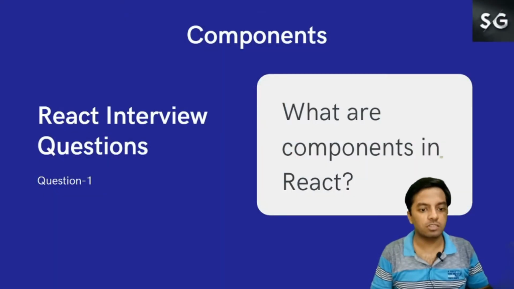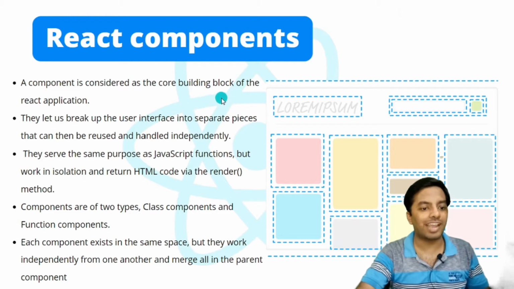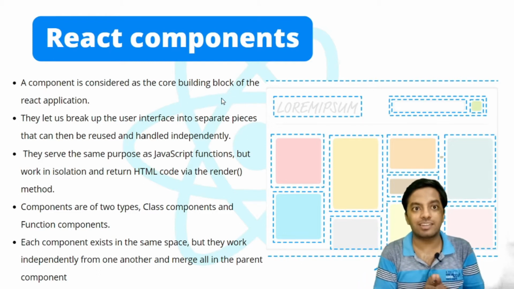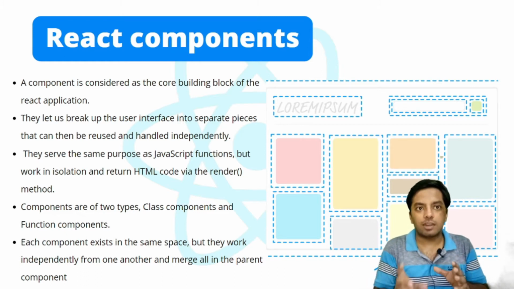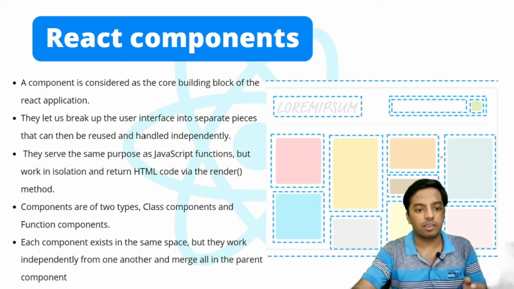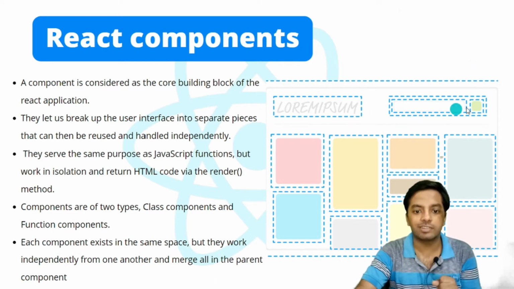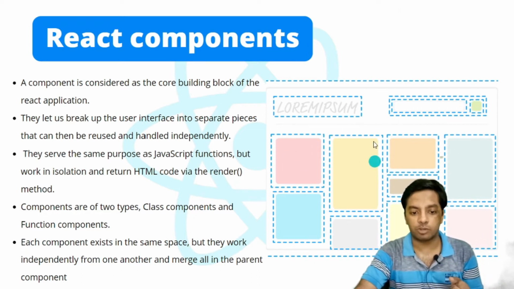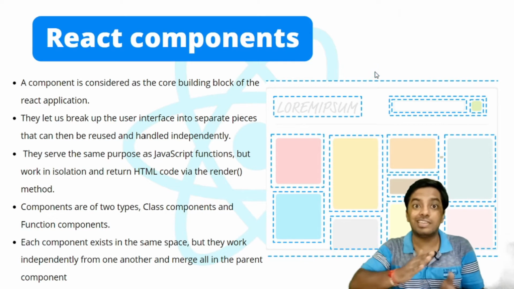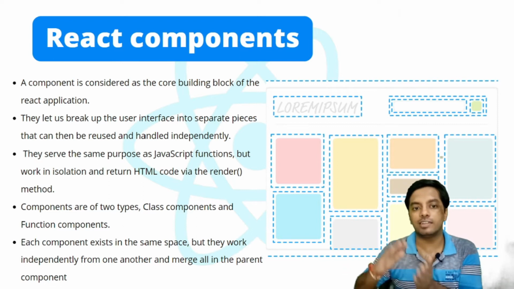So the very first question is, what are components in React? A component is considered the core building block of a React application. If you are familiar with React, then you are also familiar with the concept of a component. Components are simple reusable parts of the React code. In this example, this lorem ipsum title is a component, this search bar is a separate component, and in the main body there are several different components as well. Components are the reusable part. We code them once and we can reuse them again and again inside the entire application.